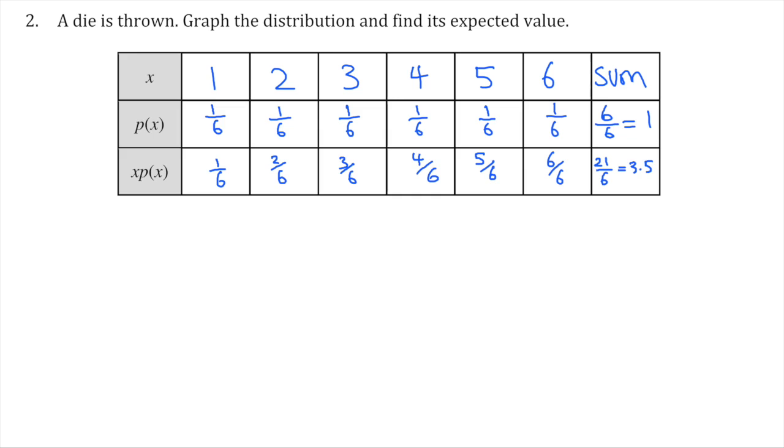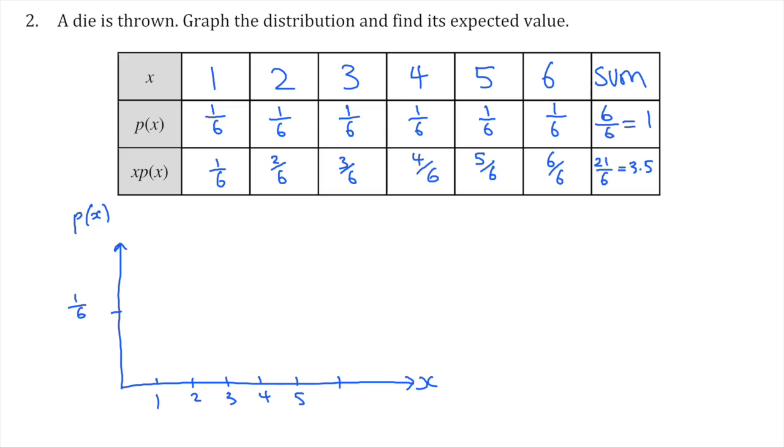Now, the question says, graph the distribution. So, graphing the distribution, I have an x-axis and a probability axis. Now, when I look at all my probabilities, they're all the same. They're all 1/6, so I can just go here and go 1/6. When I roll a die, I can get a 1, or a 2, or a 3, or a 4, or a 5, or a 6. And the probability for each roll is the same. It's uniform. So there's my graph of the distribution.